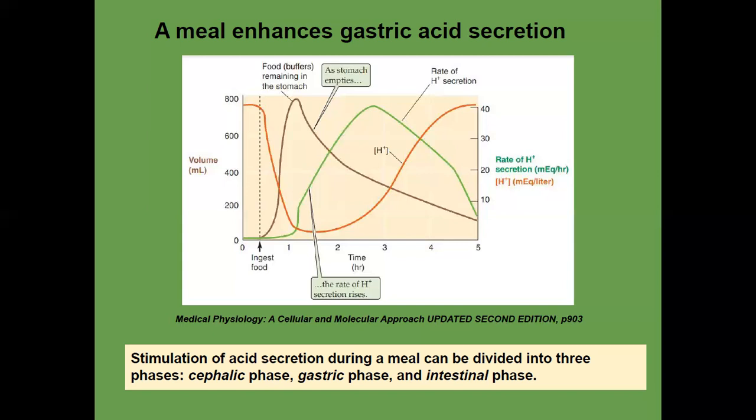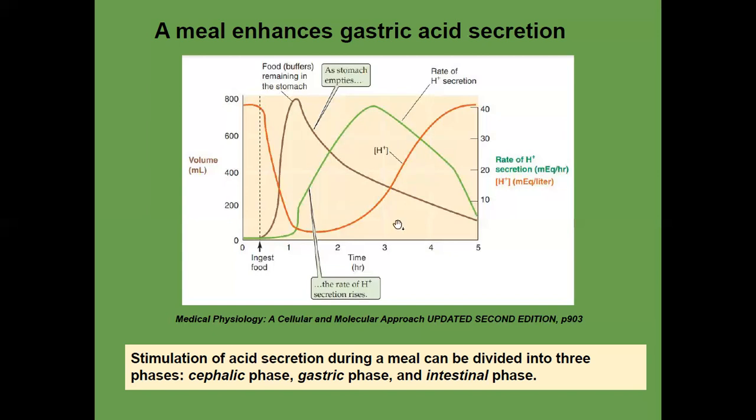Okay, last point. From this figure, we can make a conclusion that the intragastric pH value in your stomach depends on three factors. The first is the food, which has different kinds of neutralizing capacity. Second, the emptying of your stomach. The third is the secretion rate of your hydrogen ion.